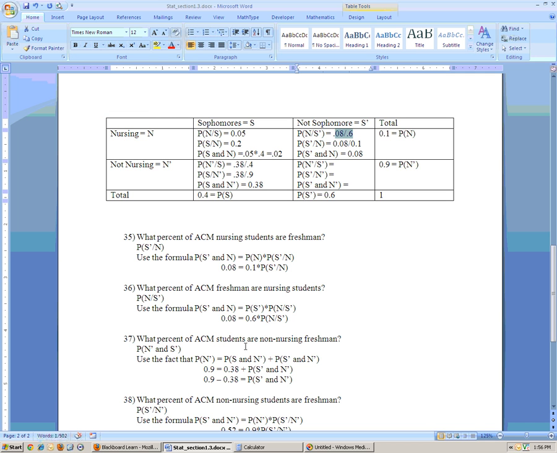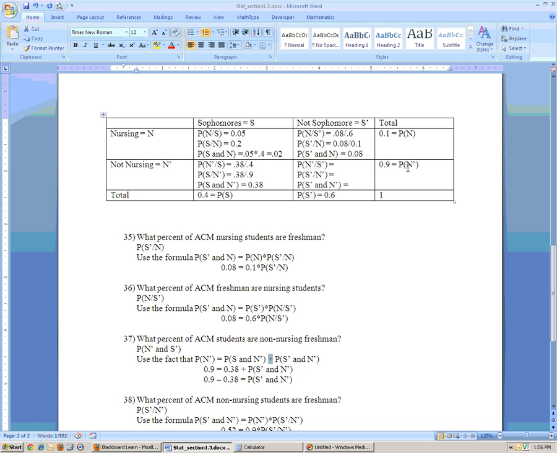This one, what percent of ACM students are non-nursing freshmen? So we're looking for both. It isn't out of any group except for all the students, and that's the entire population. So we need both things. Well, you can be a non-nursing student by either being a sophomore and a non-nursing student, or, and that's the plus sign, not a sophomore and not a nursing student.